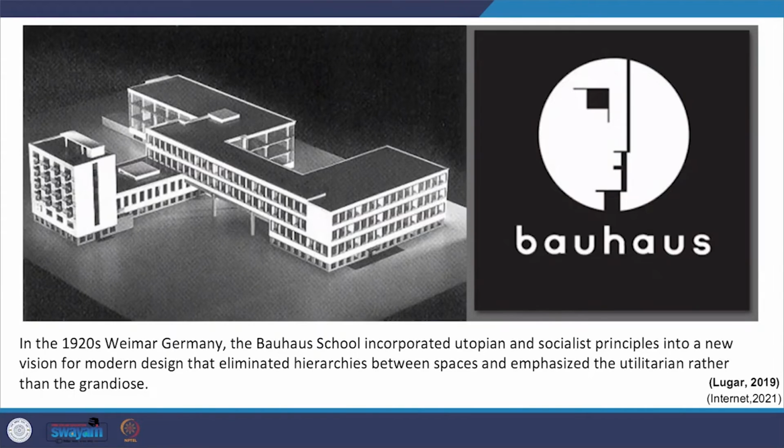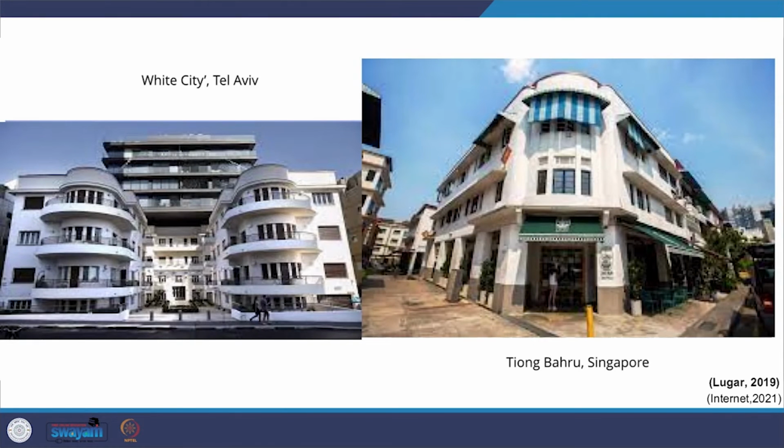In the 1920s in Weimar, Germany, the Bauhaus school incorporated utopian and social principles into a new vision for modern design that eliminated hierarchies between spaces and emphasized the utilitarian rather than magnificent structures. We can see examples from Tel Aviv and Singapore here. The Bauhaus integrated philosophy, art, architecture, design and urban planning in Germany and outside, eliminated hierarchies between the spaces and focused on utility rather than grandeur. Clean lines, no elevations and no angles; semicircles were very influential.